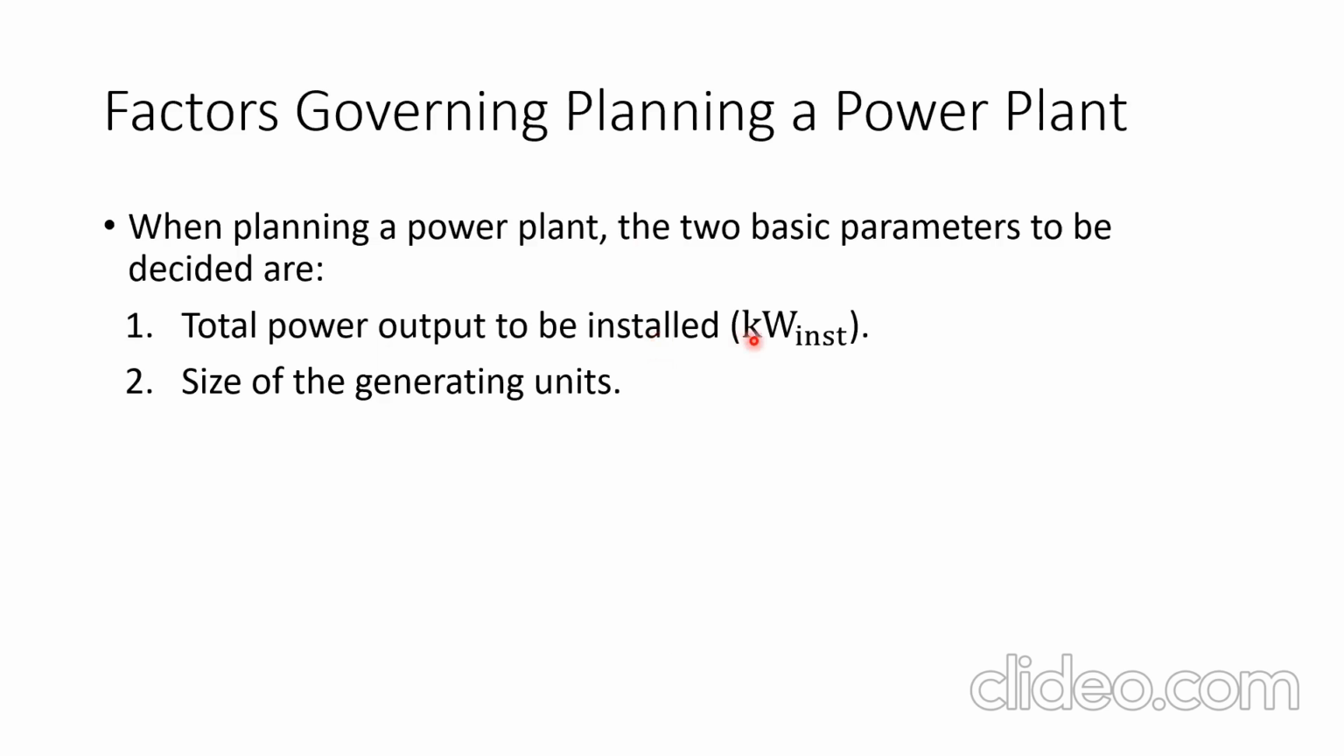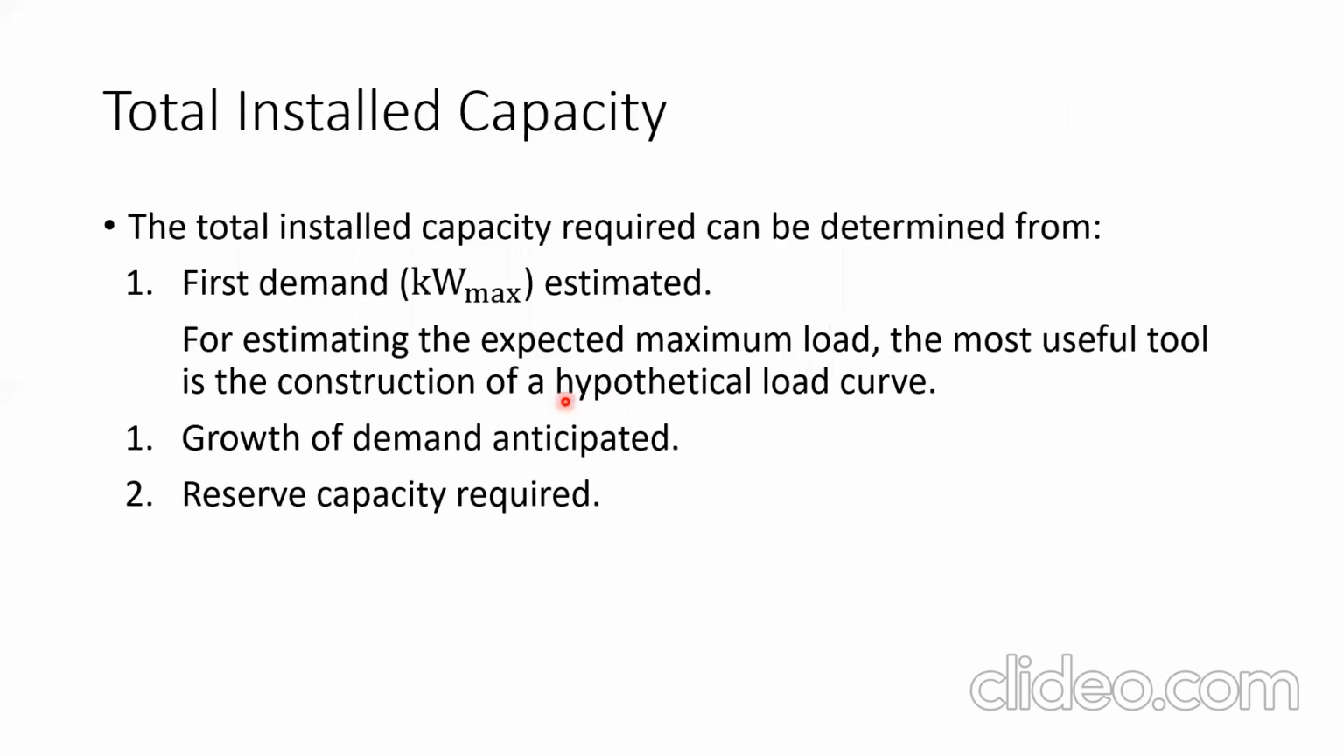It is expressed in kW installed. kW is the unit of power. And the second parameter is the size of generating units. What will be the size of the generating unit? You have to decide the size of the generating unit by considering the future requirement of power, for the future increase in demand. You have to consider those things also. We will see that in detail.